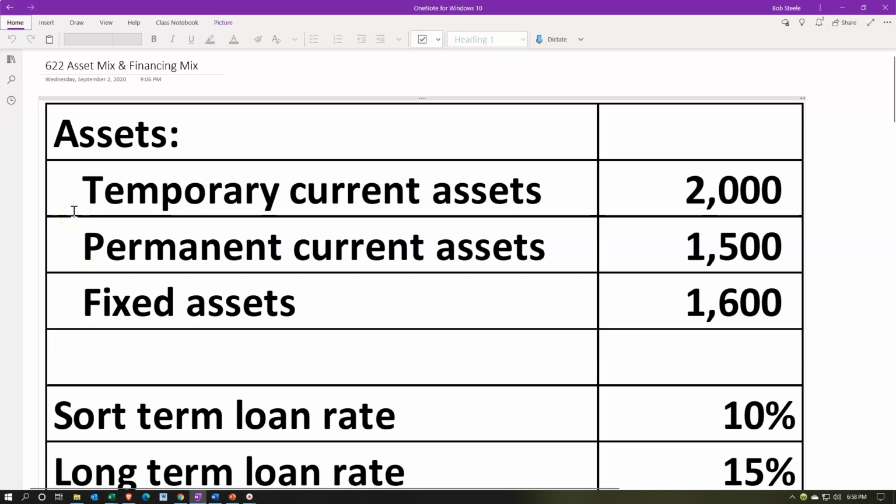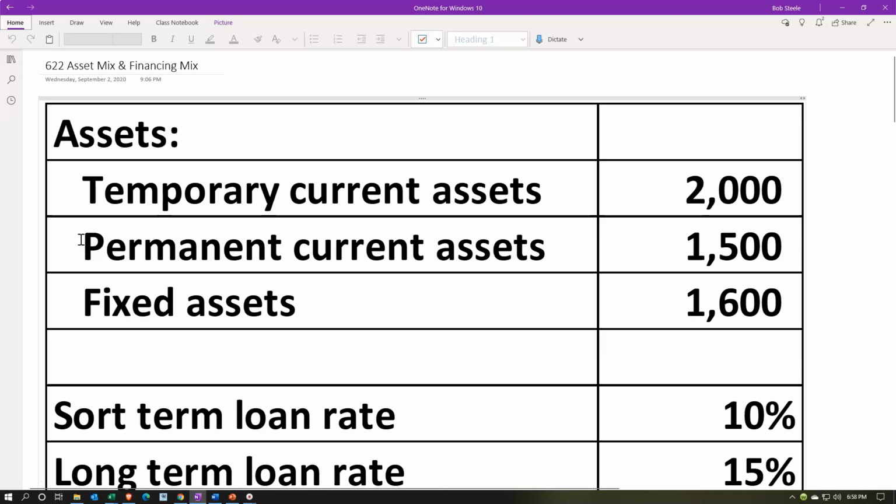Temporary current assets seems kind of redundant because it's already a current asset. Permanent current assets seems like a contradiction of terms. So how can something be a permanent current asset? A current asset is something that is going to be current. It's something similar to cash, things like accounts receivable and inventory.